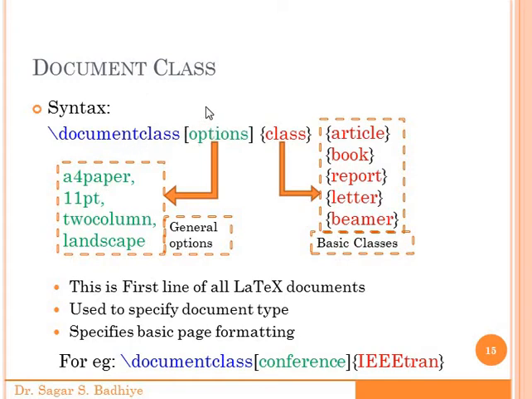So for defining the document class, we make use of the \documentclass command, followed by, within square brackets, the options, where we provide general options like the size of the paper, the basic font size that is to be used, two columns or one column, and whether the orientation is landscape or portrait. Such options can be placed within square brackets after documentclass.